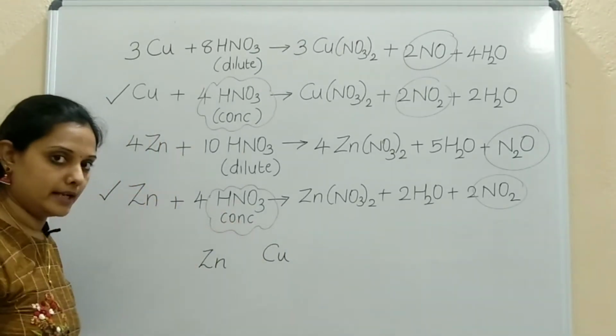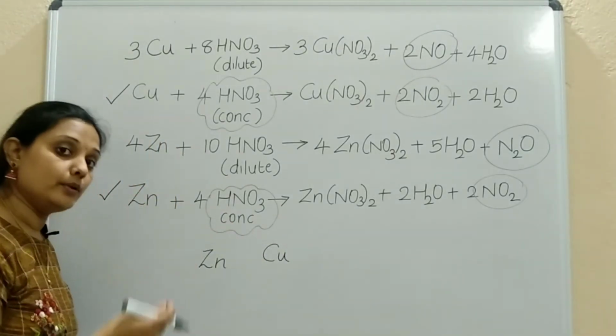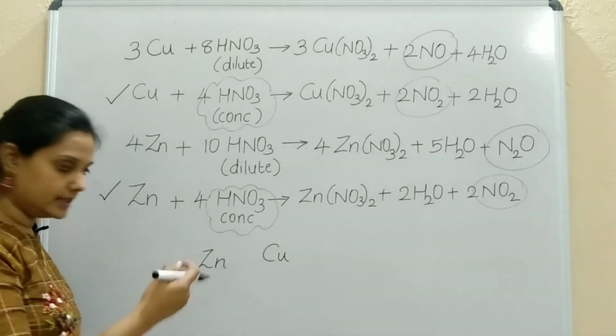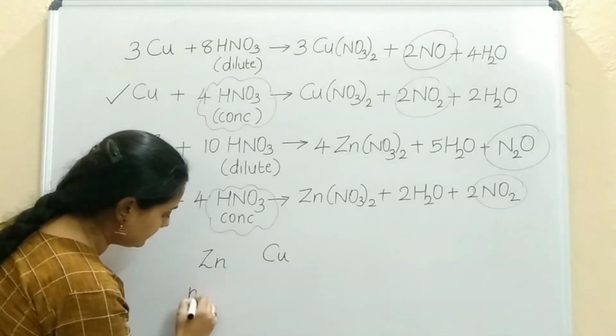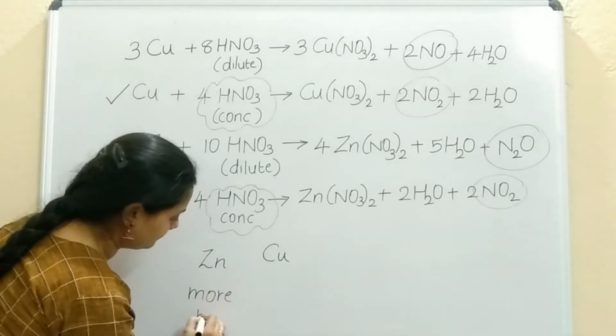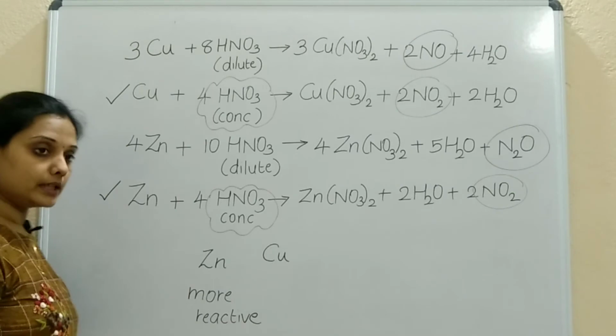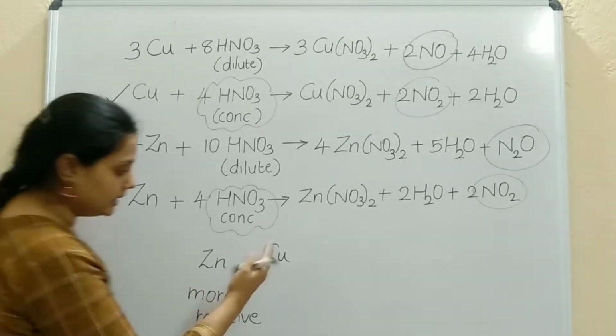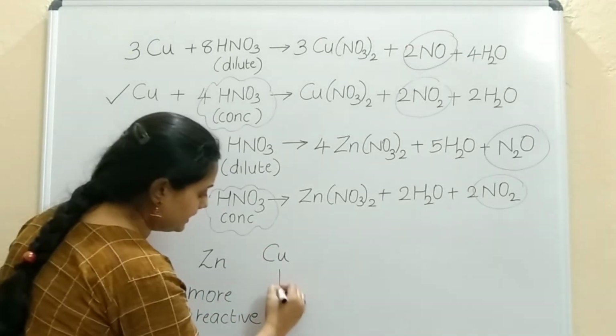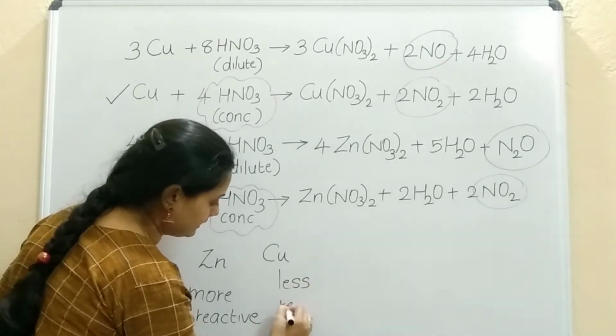Two metals I have taken. So which is more reactive? You can check the metal reactivity series. So zinc is more reactive. Correct? In the metal reactivity series, if you check, zinc is more reactive than copper. Copper is less reactive than zinc.